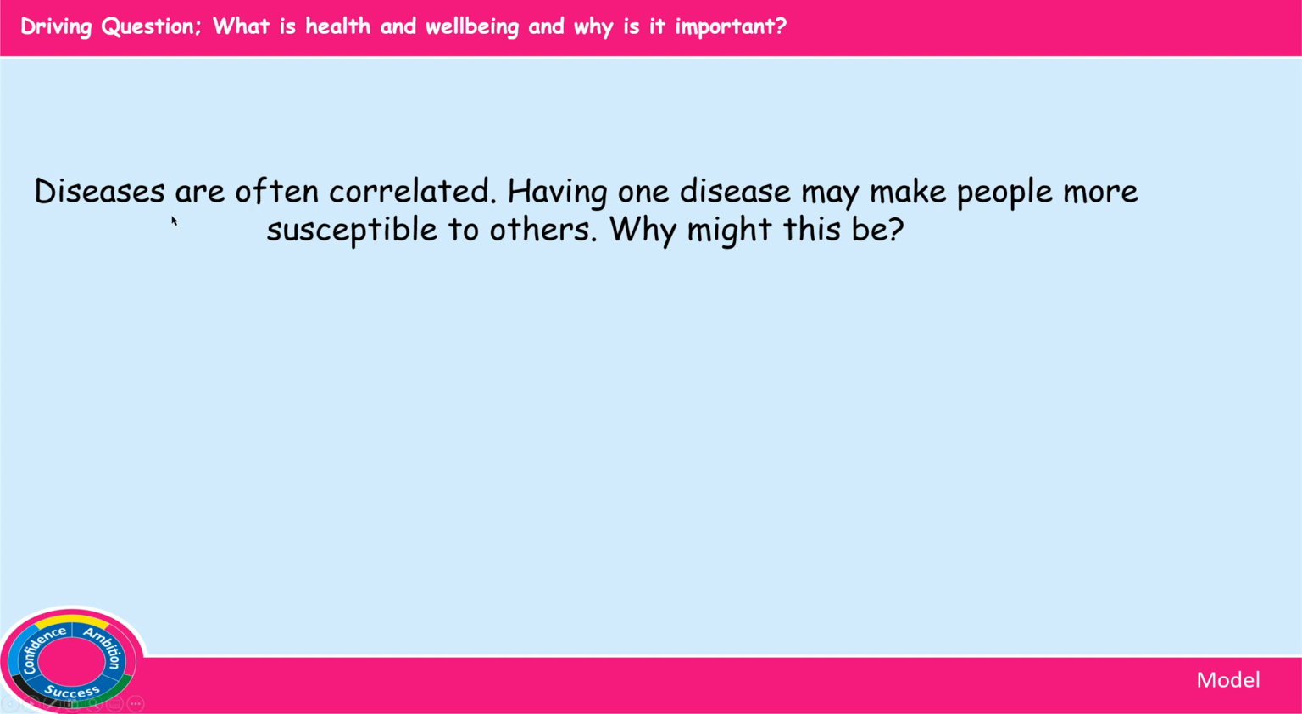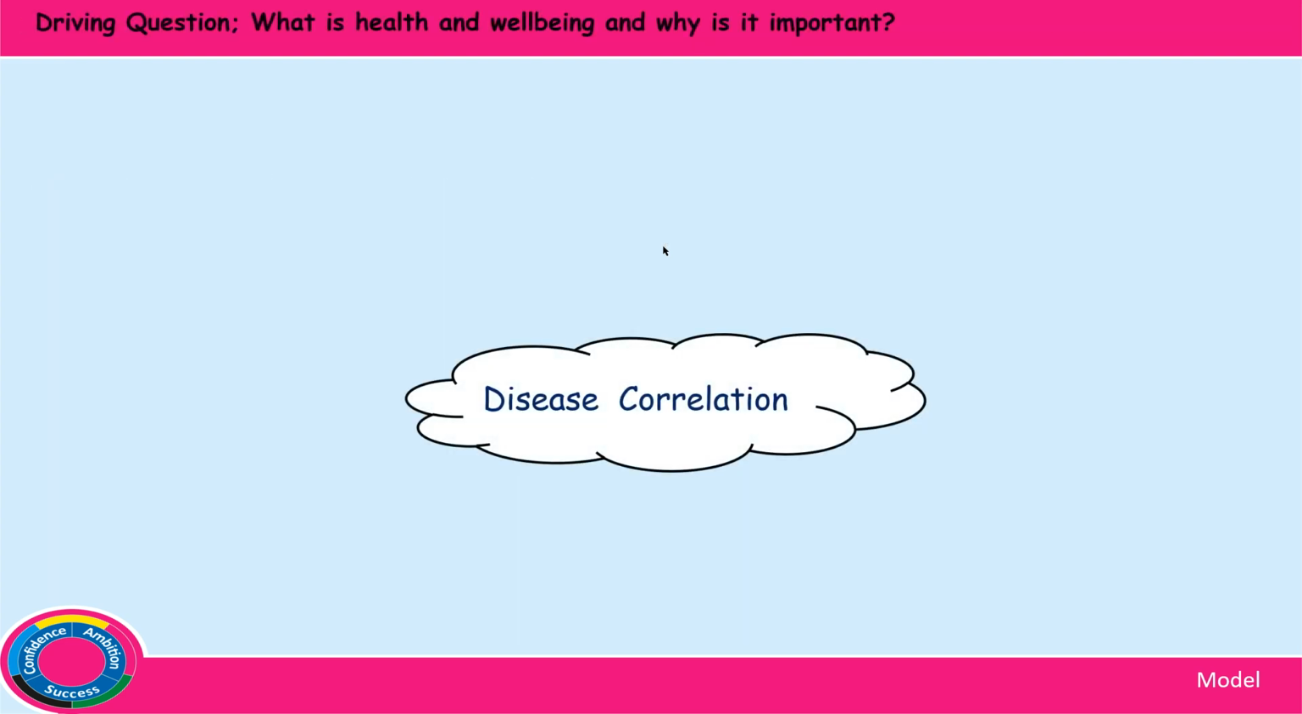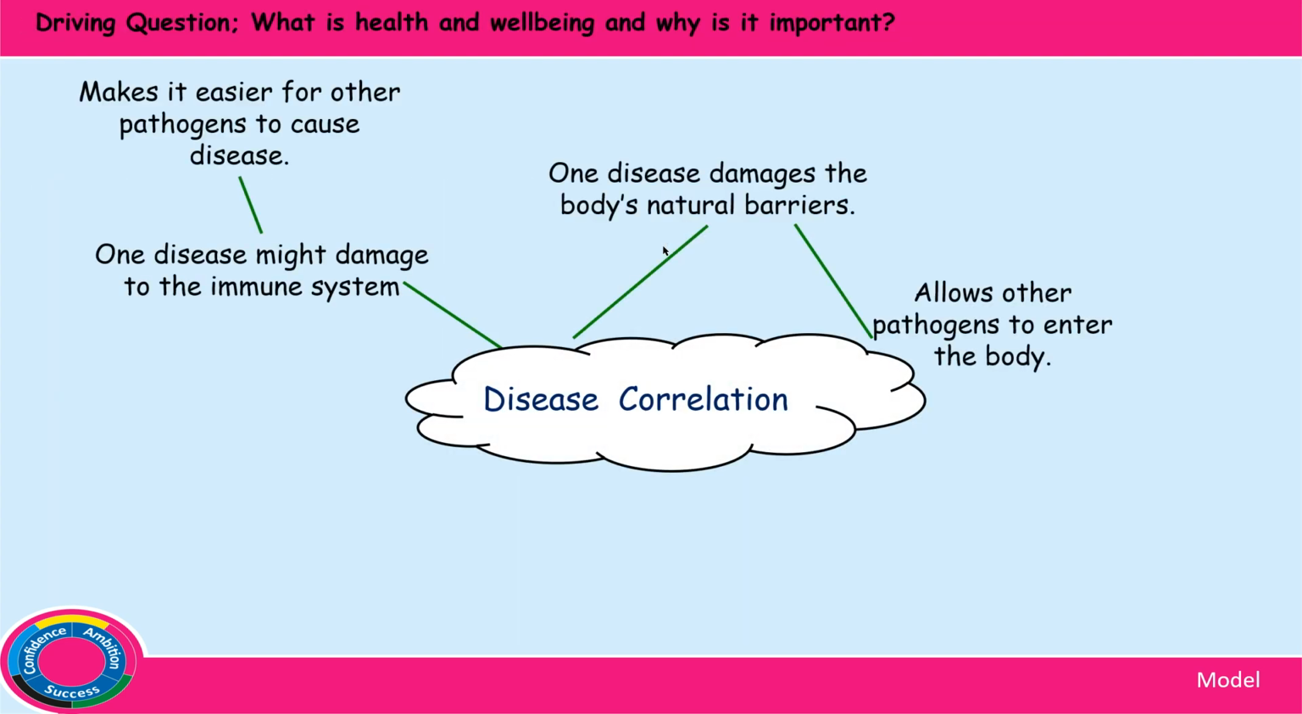Okay. Diseases are often correlated. Having one disease may make people more susceptible to others. Why might this be? So if you're unwell, why might you be more likely to get more diseases? So think about, again, COVID-19, being in hospital, having maybe issues with breathing. How could this affect other parts of the body? So it's got a disease correlation. Okay. It makes it easier for other pathogens to cause disease.